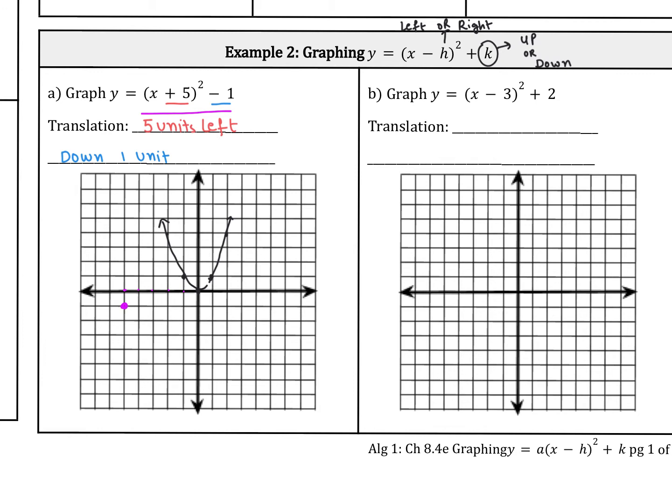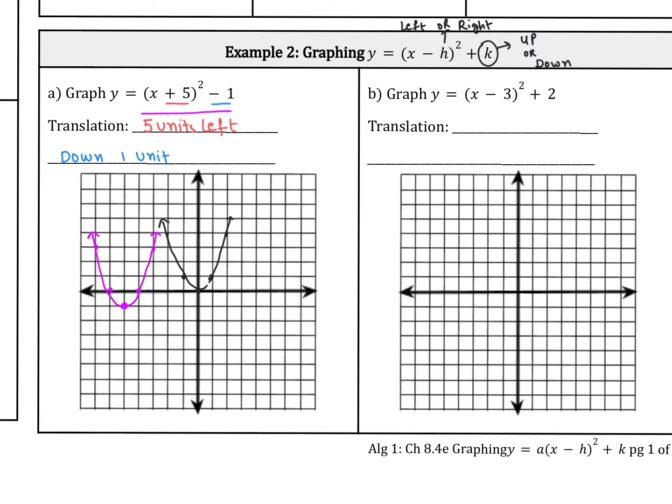After that, I'm going to use the same pattern, that is 1, 1 and 2, 4. So 2, 4 is going to be your next point. When you combine that, you're going to get this graph right here, which is moved 5 units to the left and 1 unit down from the original parent function.